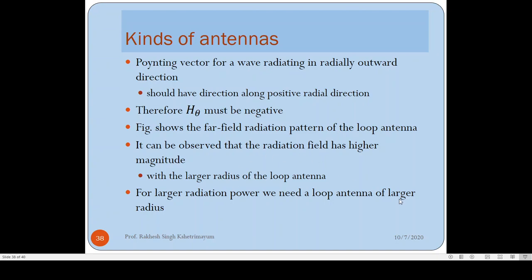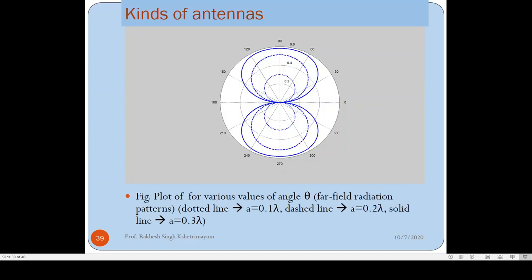So in the following slides, we'll look at the radiation pattern of a loop antenna, and it can be observed that as the radius of the loop antenna, A, keeps on increasing, that means the size of the loop antenna keeps on increasing, the radiated power becomes larger. This will be very clear from the next diagram you have here.